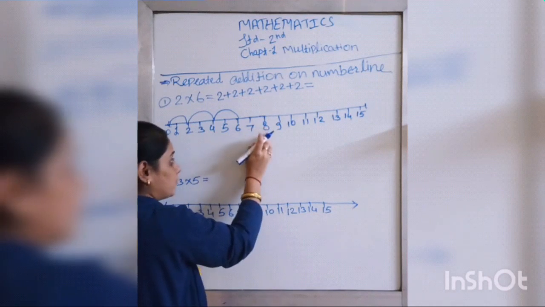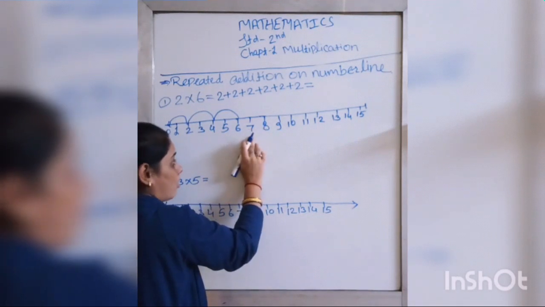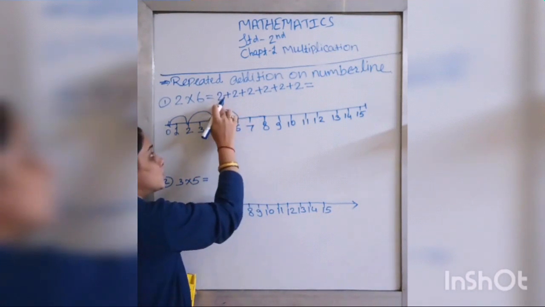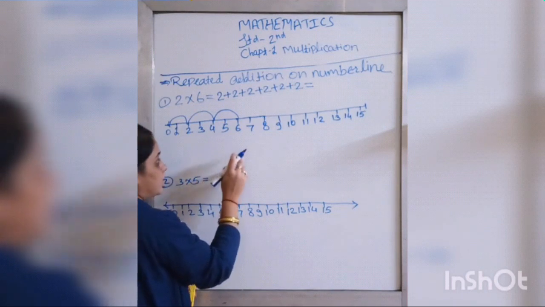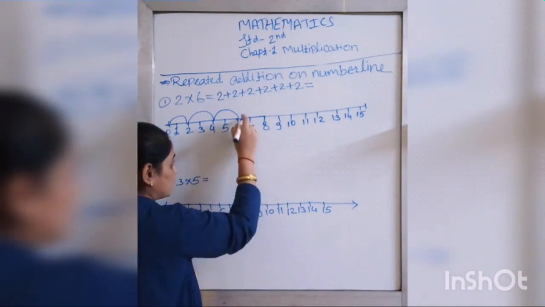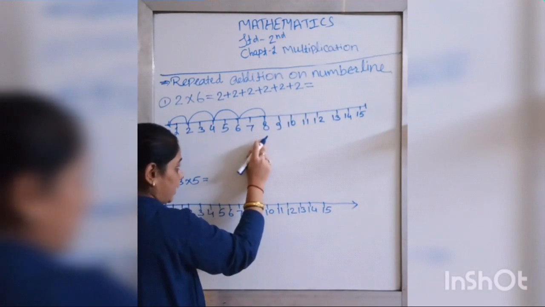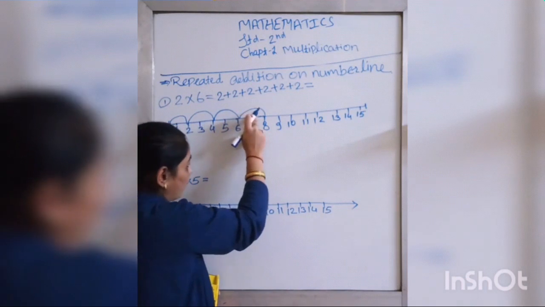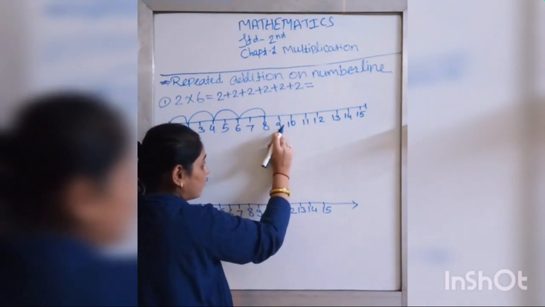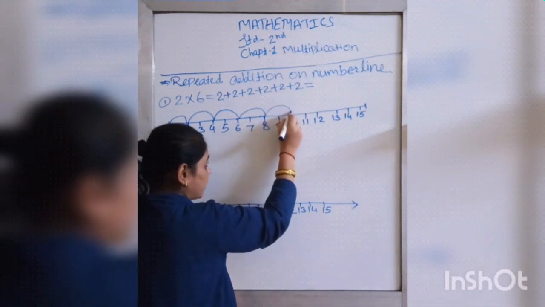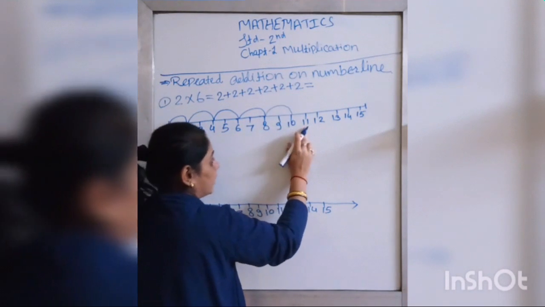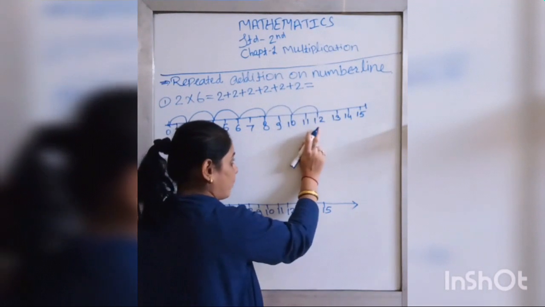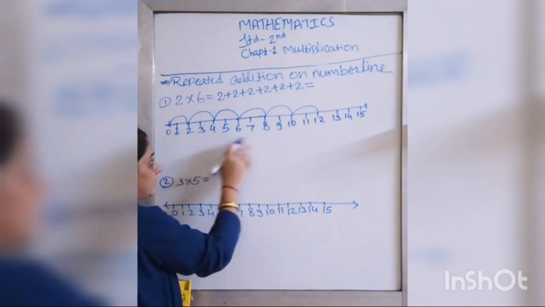Now again jump towards the right side. How many numbers? 2 numbers. Why 2 numbers? We are going to add these 2, how many times? 6 times. Now 1, 2. What is the number here? 8. How many times is it? 1, 2, 3, 4. Now again jump 2 numbers. 1, 2. What is the number here? 10. Again 1, 2. What is the number here? 12. Understood how we did this?